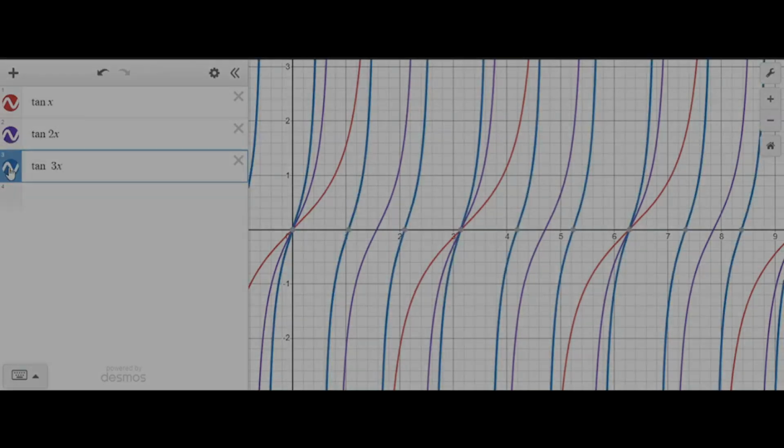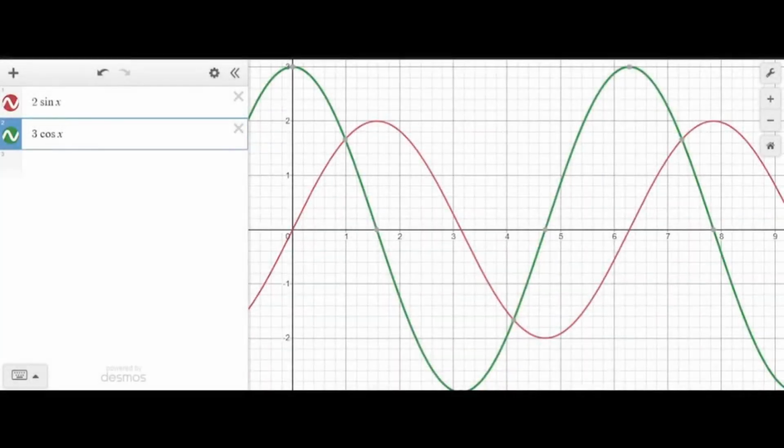Same thing for 3x. So when it comes to solving our equation, we had the equation as 2 sin x equals 3 cosine x when we had rearranged it. So we plot both of those and we see where they intersect. Their intersection is the solution of the equation.